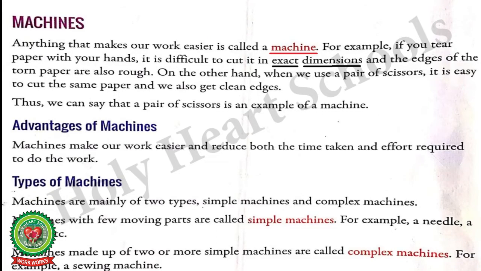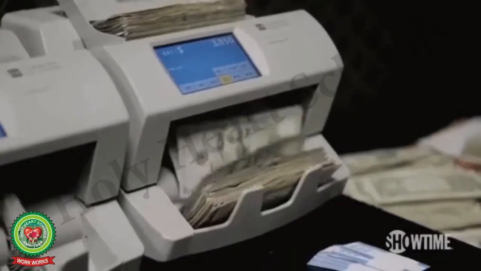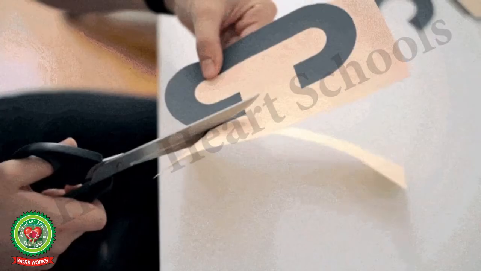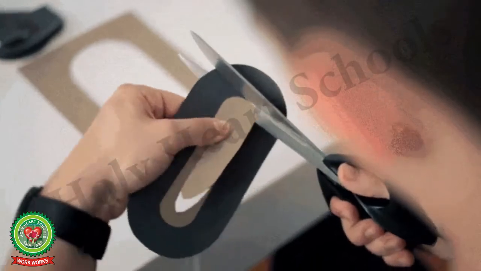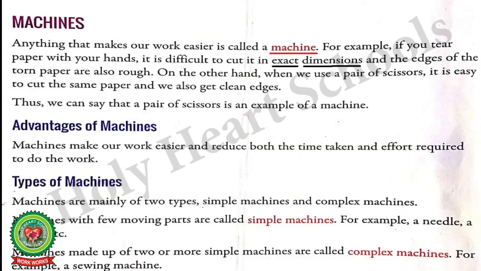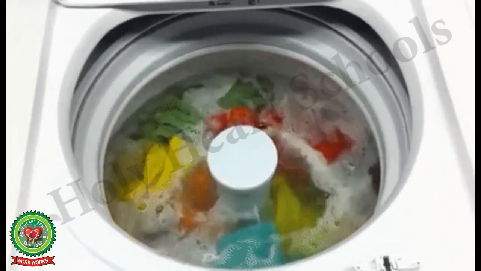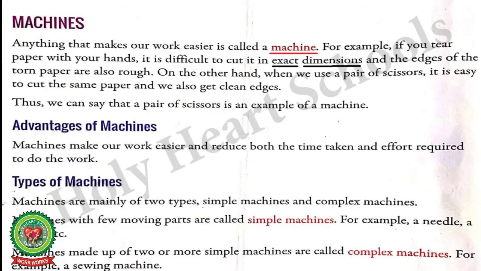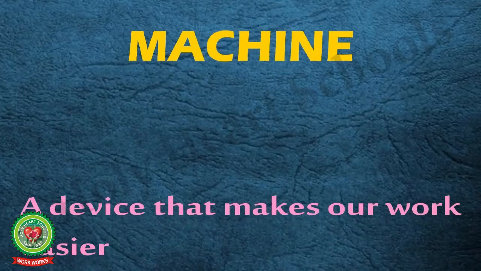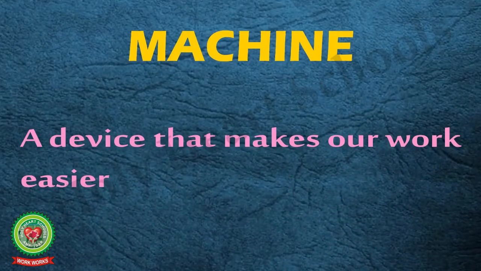Machines. Students, to make our work easier, we use certain tools called machines. Machines help us to do work easily. Machines save our time and energy. Also, some of these tools are simple and some are complex. Now, the definition of machine: a device that makes our work easier is called a machine.